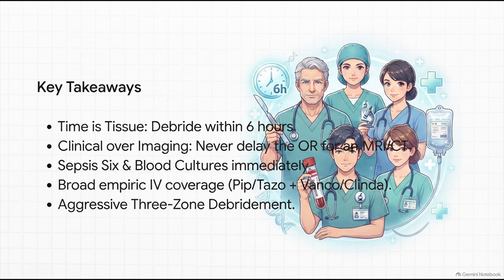Number 3. Initiate sepsis 6 and draw blood cultures immediately. Number 4. Hit the infection hard with broad empiric IV antibiotics, specifically a beta-lactam combined with Vanco and Clinda. And finally, number 5. Surgical source control demands aggressive, multi-zone debridement to stop that microscopic spread in its tracks.